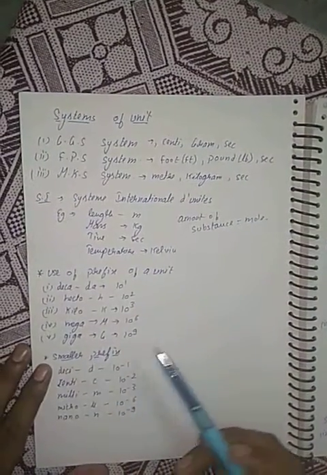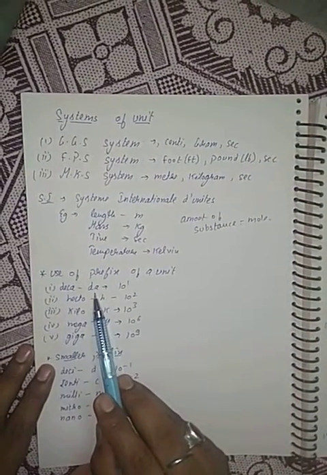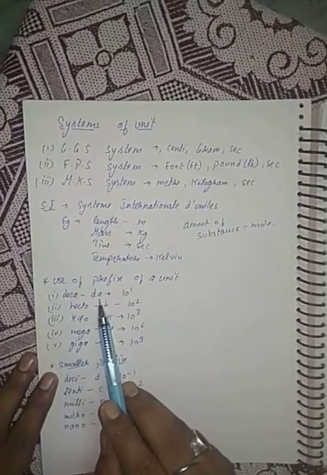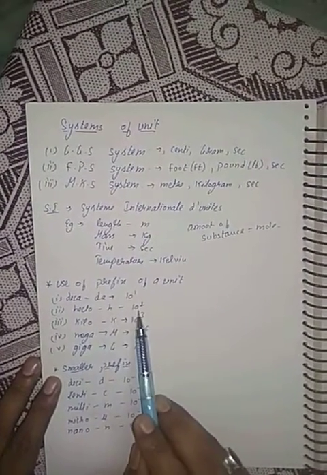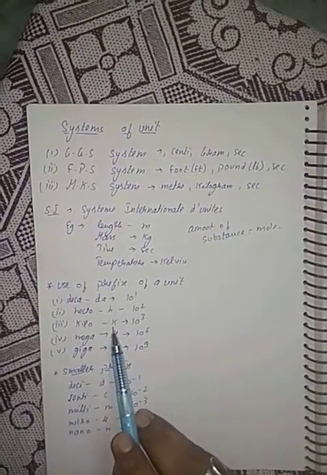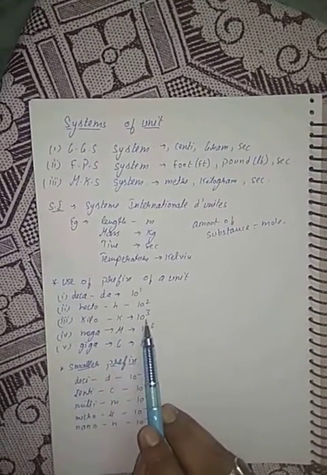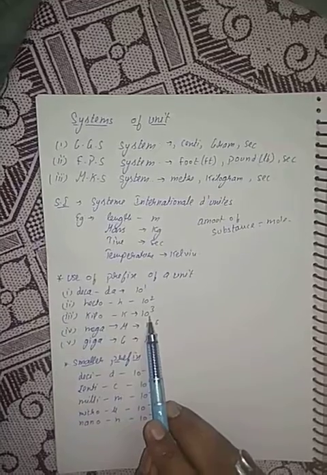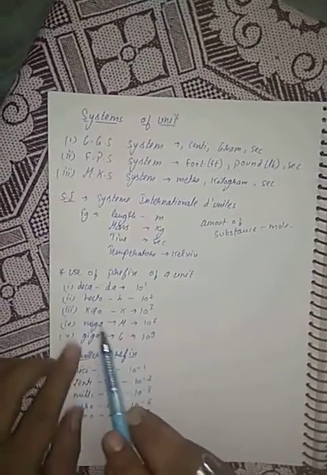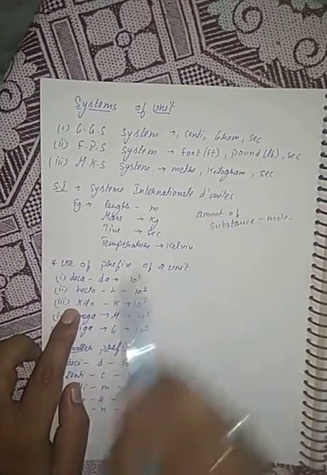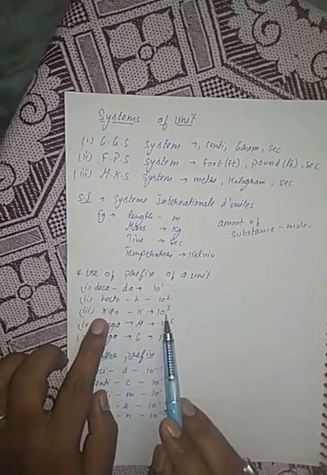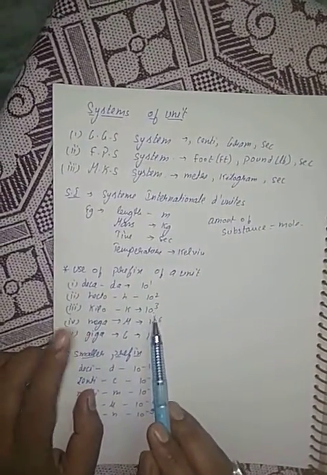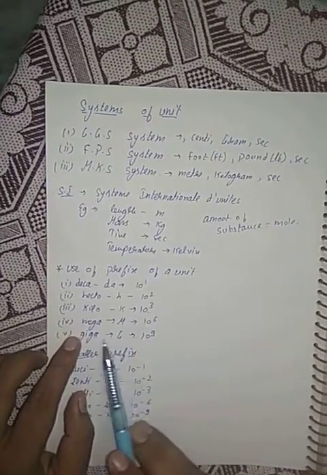What are the prefixes? Let us see. Deca, its symbol is Da and it is 10 raised to power 1. Hecto, its symbol is small h, 10 raised to power 2. Kilo, its symbol is small k, and it is 10 raised to power 3. Now see, kilogram, that means 1 kilogram equals 1000 gram. These things we will learn in the conversion part.